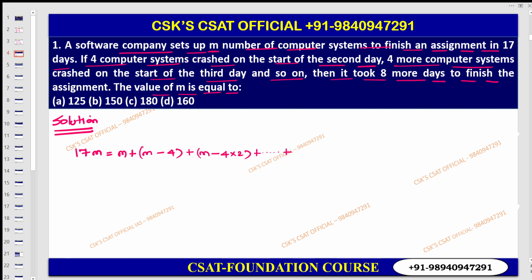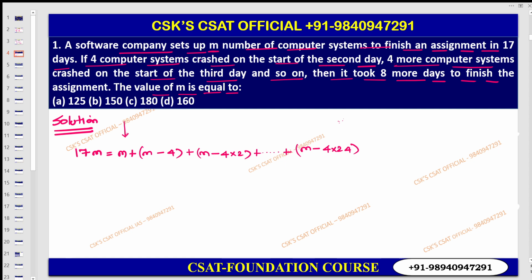Many people make a mistake here: 17 plus 8 becomes 25, right? Yes, 25 includes the m, starting from the first day, including m, it takes 25 days totally. So therefore here it becomes m minus 4 into 24. This is a very important note. Why 24? Because if you start here with m as the first day, then this goes up to the 25th day, m minus 4 into 24 going to the 25th day. I hope you guys are getting this logic.